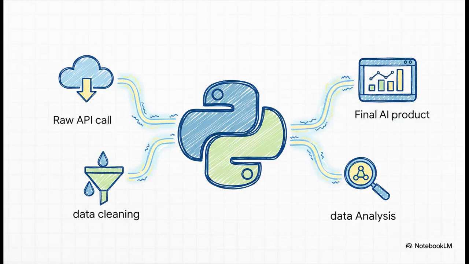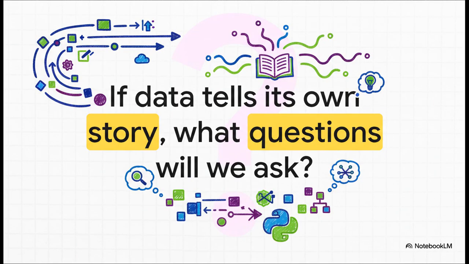It's amazing. So, to bring it all home, from that initial raw API call through the crucial data cleaning and analysis, and all the way to a polished AI-generated final product, what's the one thing holding it all together? It's Python. It's the glue, the central nervous system that connects every single tool and automates every single step of this modern data workflow. Which brings us to a final and pretty profound question.